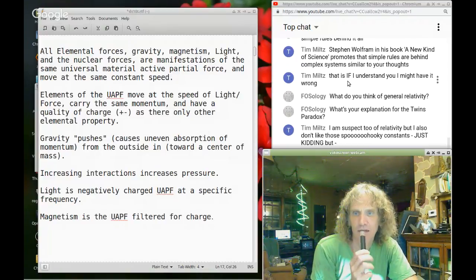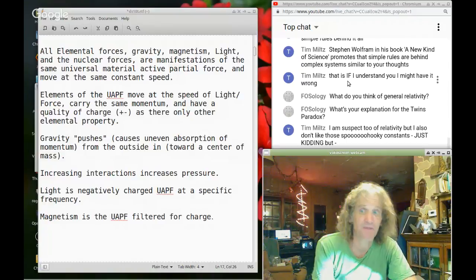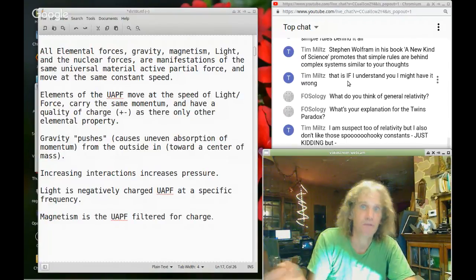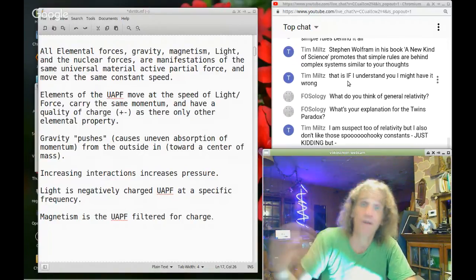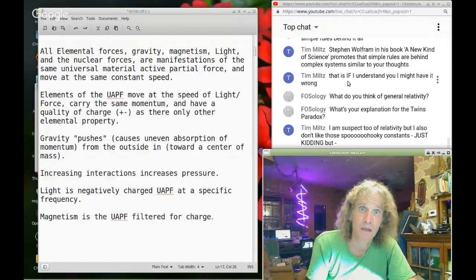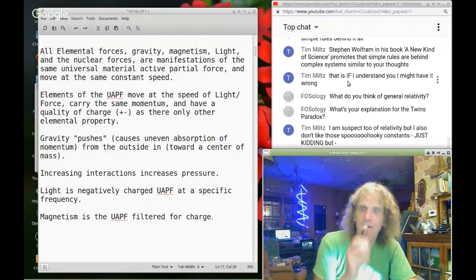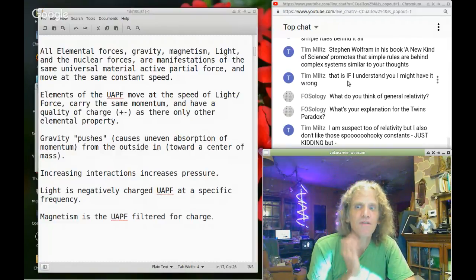What's your explanation for the twins paradox? I don't have to have an explanation for it because it doesn't exist. People die when you move them really fast. That's my theory. My theory is if you move people really fast, like half the speed of light, they die because all the clocks inside of them break. Their atoms fall apart and they die. Yeah, there's no such paradox.